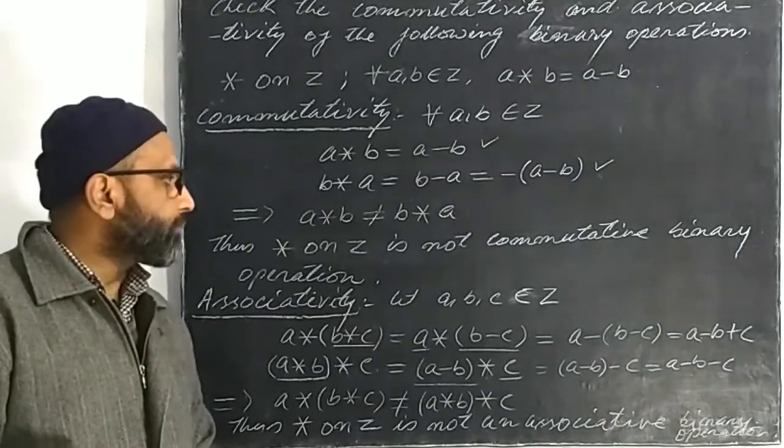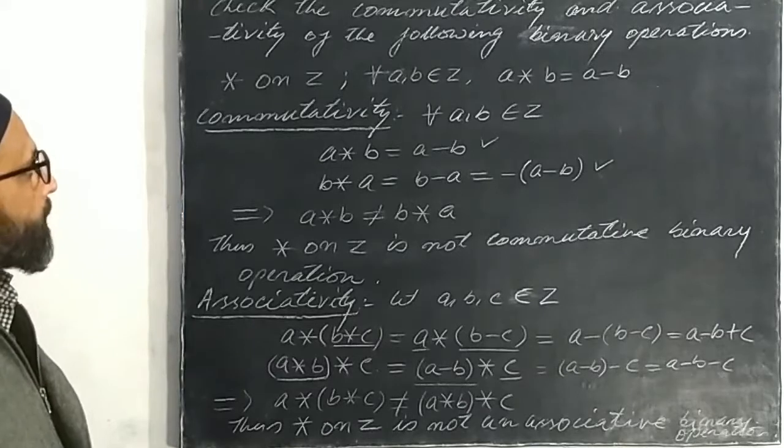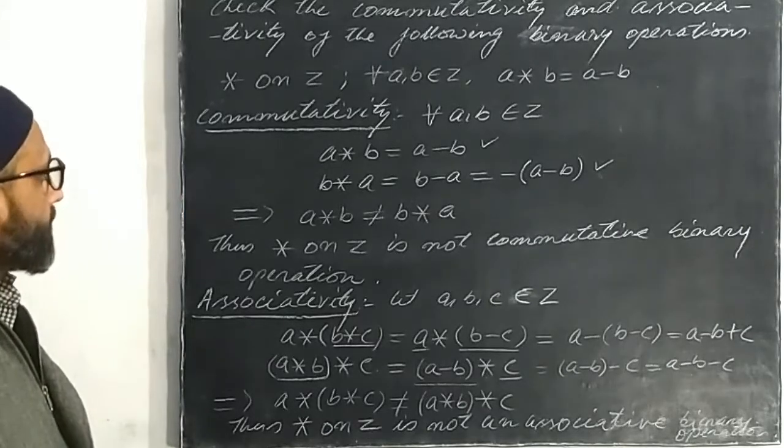So this is the way to check the commutativity and associativity of a given relation defined on a given set.